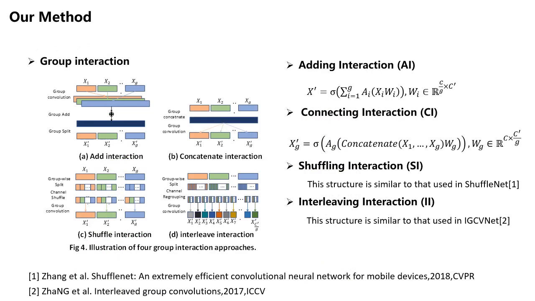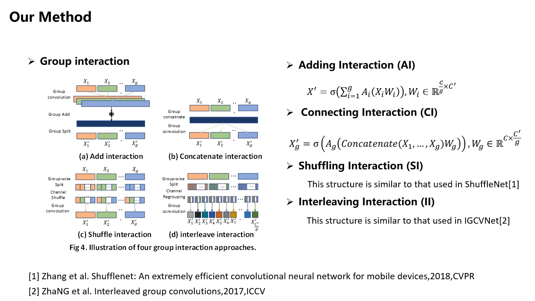To overcome the side effects brought by group convolutions, we introduce group interaction to account for the information of different groups. In addition, we consider 4 group interaction methods. For adding interaction, the results of individual convolution of each group are added together to realize the interaction of information between different groups. For connecting interaction, first, we concatenate the channels of each group. Then we copy it G times for group convolution to generalize the features of each group independently.